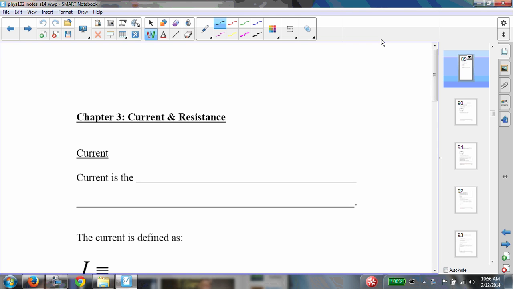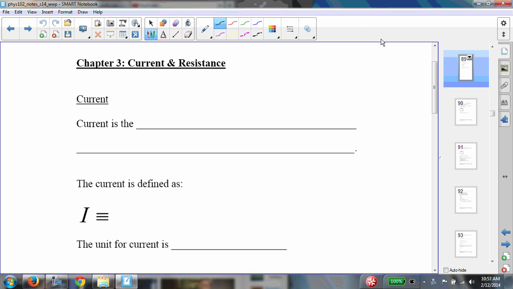All right, so moving on to Chapter 3. And Chapter 3 is a pretty short chapter. We're just going to look at a few different topics. In fact, Chapter 3 is really similar to Chapter 2, and it just sort of dovetails into it. We want to define a few things about electricity, current and resistance.